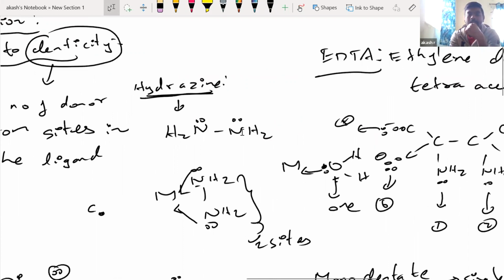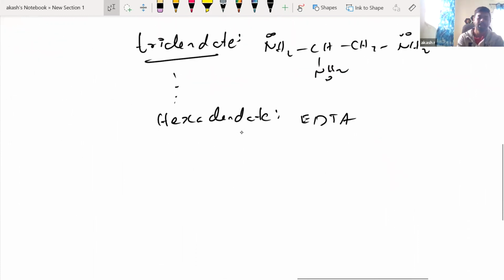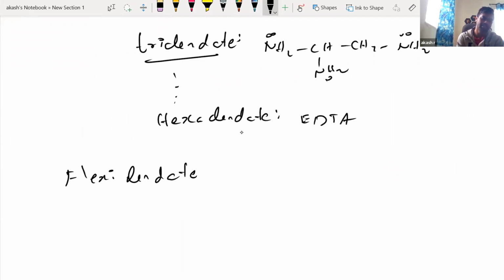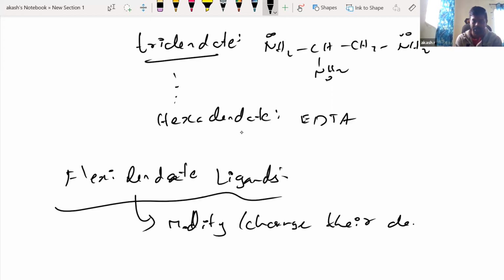Now, molecules like this, mostly the bidentate, tridentate, tetradentate ones, will be able to act as flexidentate ligands. What do we mean by flexidentate ligands? Ligands which are able to modify or change their denticities, not densities, denticities.